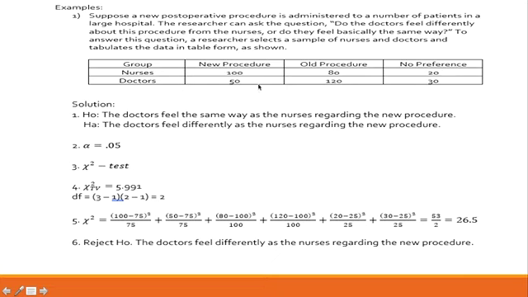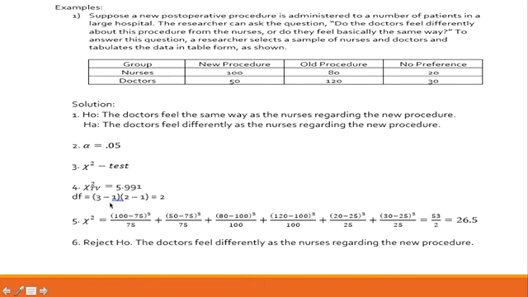So for the alpha, it is not given. So again, it is at 0.05. And then we use a chi-square test here because we are talking about the opinions, and we are simply counting the responses. So it is an example of a nominal data.